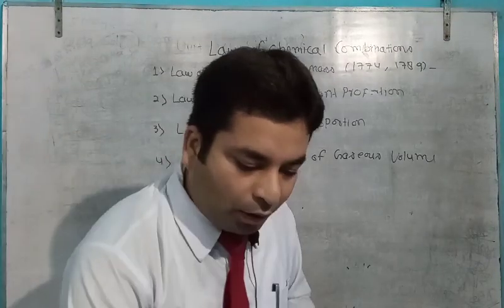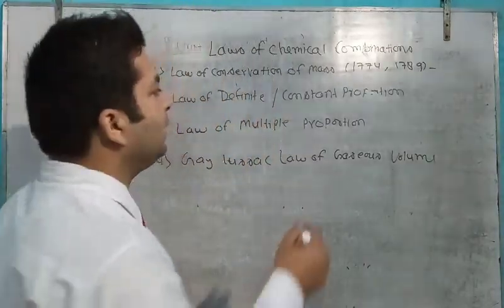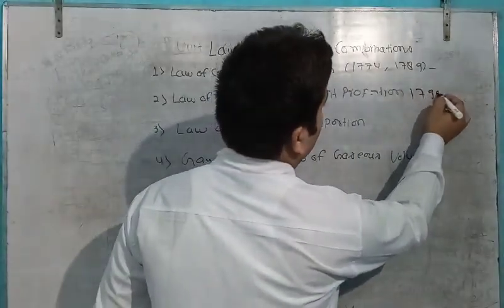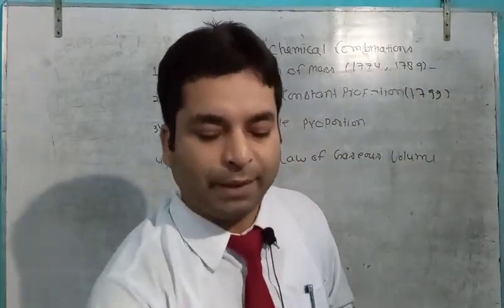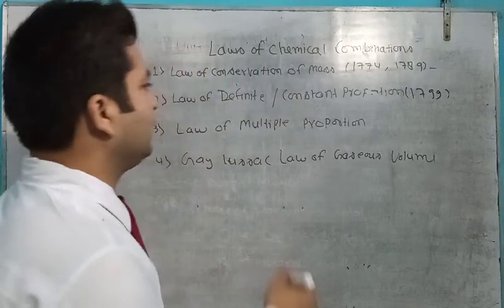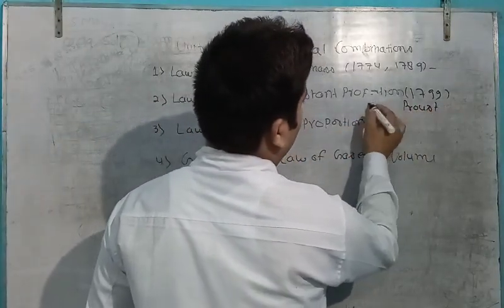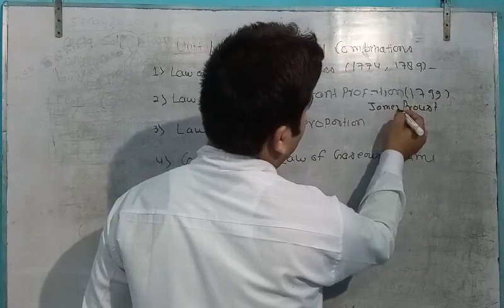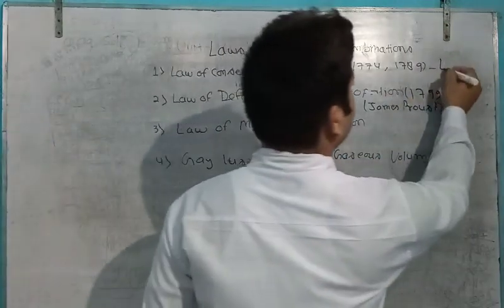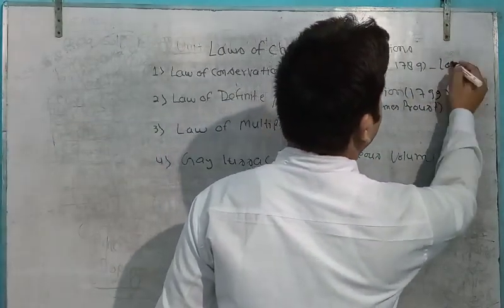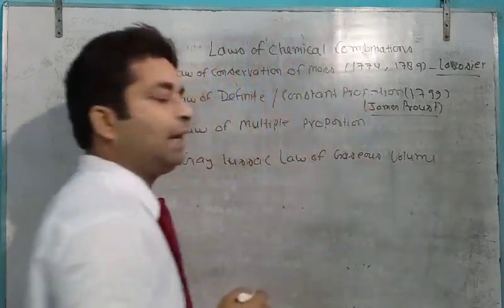The law of definite or constant proportion was given in the year 1799. This law was given by the scientist Joseph Proust. Students, you should know that Lavoisier and Proust were French scientists.